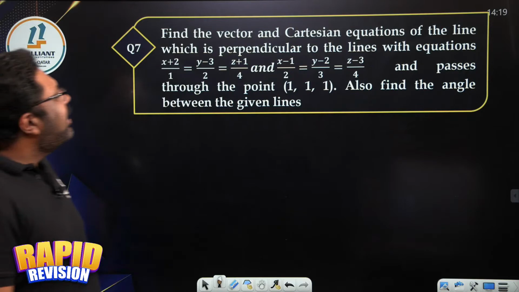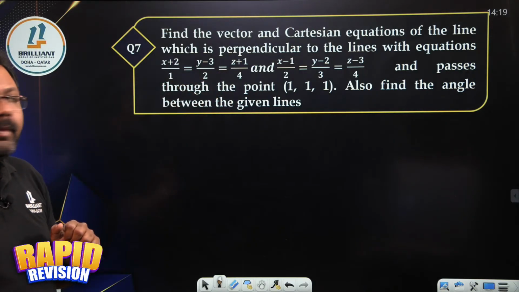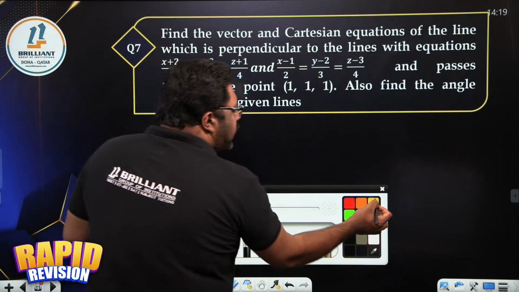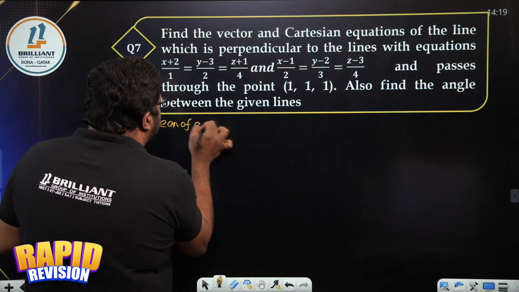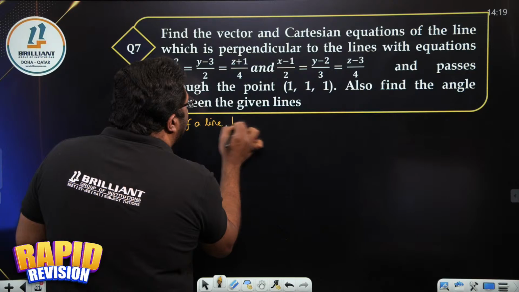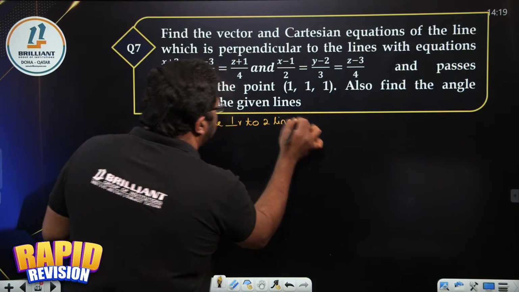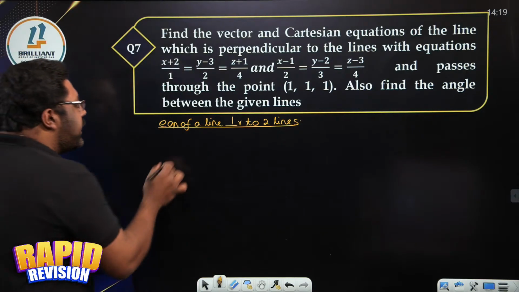Okay. Find the vector and Cartesian equations of the line perpendicular to two lines. It's a very simple question. You're supposed to find the equation of a line perpendicular to two lines. Equation of a line perpendicular to two lines. It's very simple.